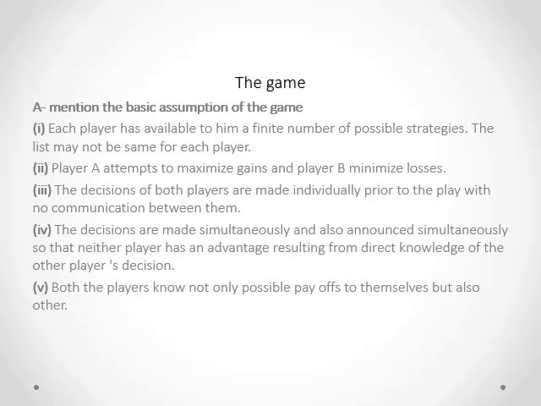Each player has a finite number of possible strategies. Player A attempts to maximize gains while player B to minimize losses. The decisions of both players are made individually prior to the play. The decisions are made simultaneously. Both the players know not only possible payoffs to themselves but also to others.